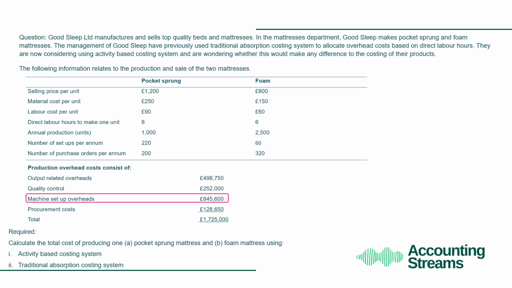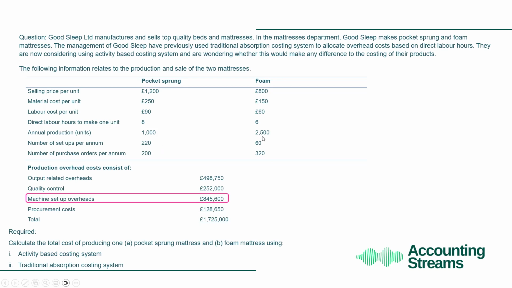So the next one is machine setup overhead. This will be the costs that are incurred in getting the machine ready or the equipment ready for production, okay, or for processing. So this could include the cost of testing the machine to make sure that it works, the cost of replacing some tools. So we need to identify what the cost driver is. The cost driver here might be total number of units produced in a year, but that may not necessarily be the case. In fact, for this question, that is not the case, because we are told that the number of setups per annum for pocket sprung mattress is 220. So to make 1,000 mattresses, the equipment has to be set up 220 times.